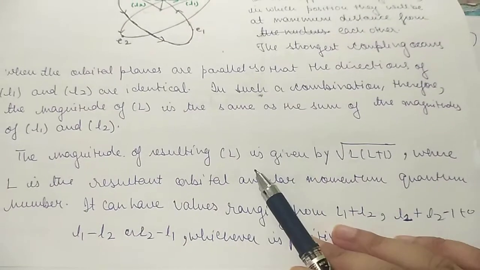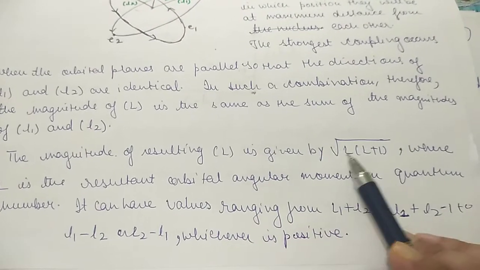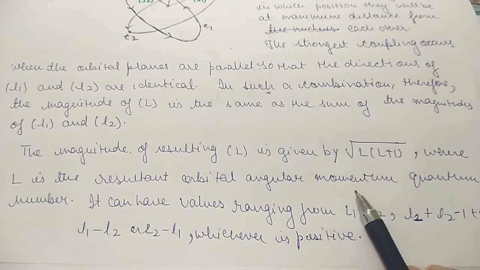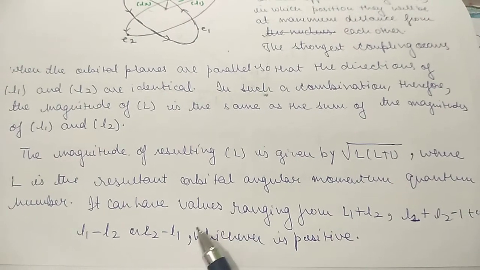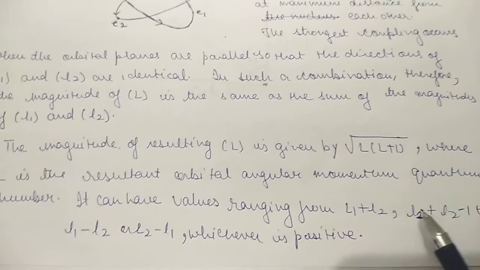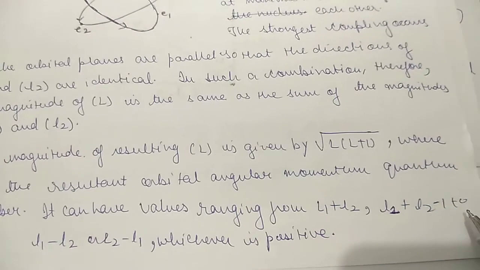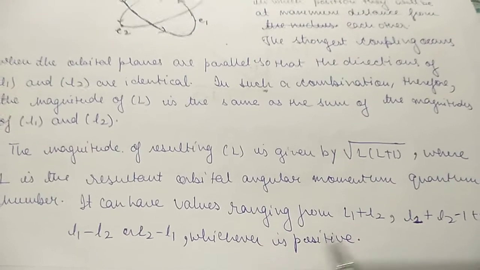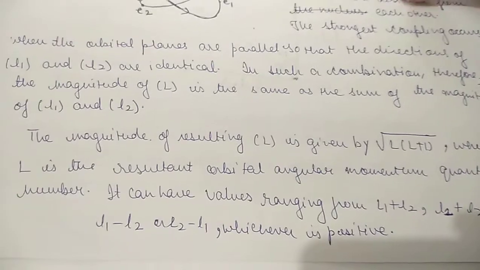Now the magnitude of the resulting L is given by the square root of L into L plus 1, where L is the resultant orbital angular momentum quantum number. L can have values ranging from L1 plus L2, or L1 plus L2 minus 1, down to L1 minus L2 or L2 minus L1, whichever is positive.